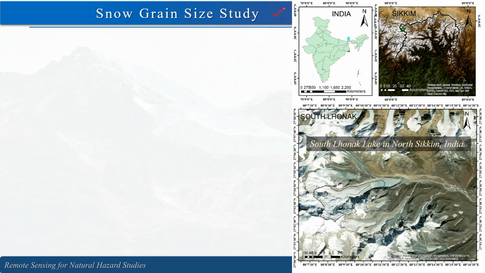Hello everyone, welcome to lecture 22, and this is the continuation of the first part. So, we were talking about the snow grain sizes, and we have also seen how hyperspectral remote sensing is being used by various researchers in identifying the snow grain sizes. So, we will try to see some more detail about this.